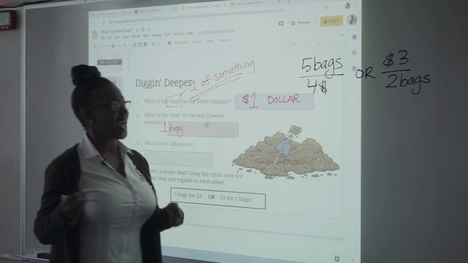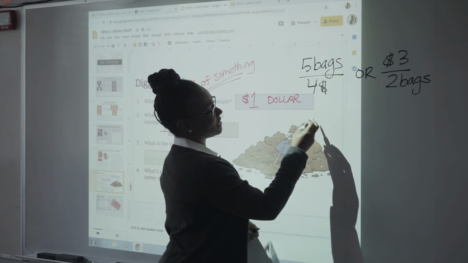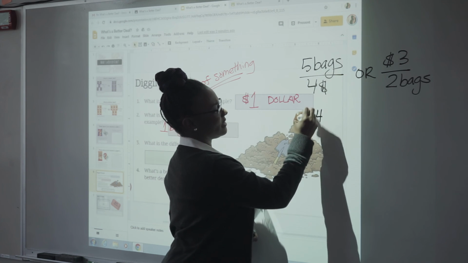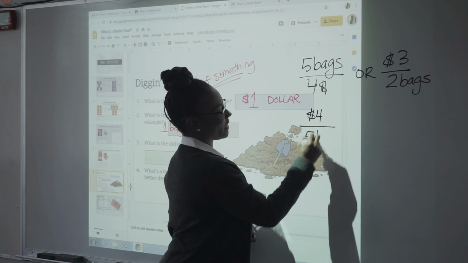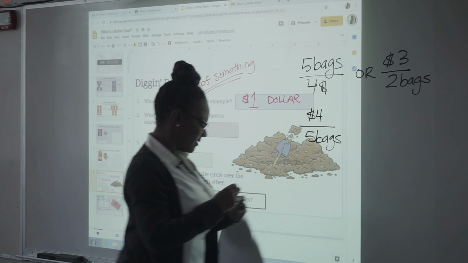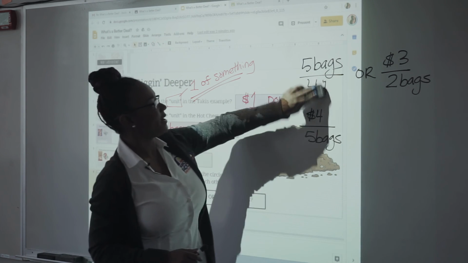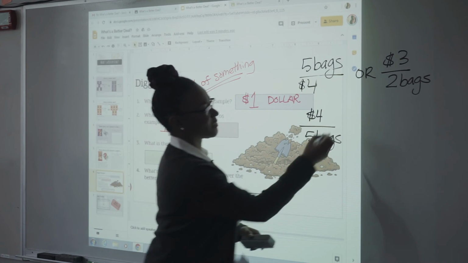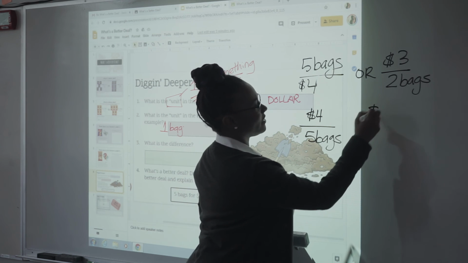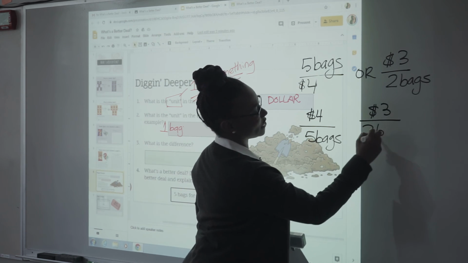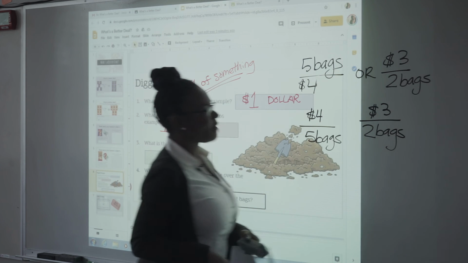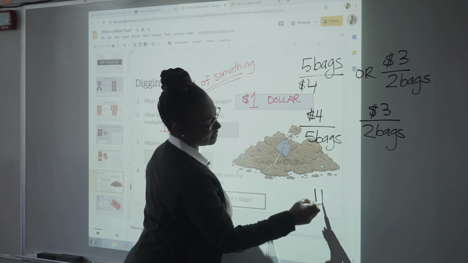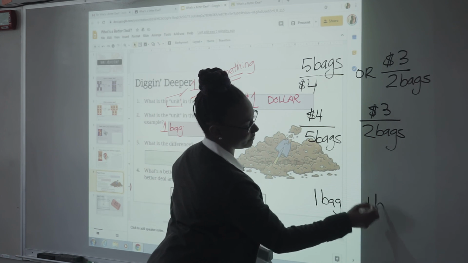All right, let's change it to bags. Let's see how much it's going to cost if we do 1 bag. So what I'm going to do is I'm going to rewrite this $4, 5 bags. Thank you guys for reminding me to put my dollar sign in the front. We don't put dollar signs in the back of money. Thank you. You guys are paying attention. All right, and over here we have $3 and 2 bags. All right, so now we can compare them, and what we want to know is how much is it going to cost for 1 bag in each of these?